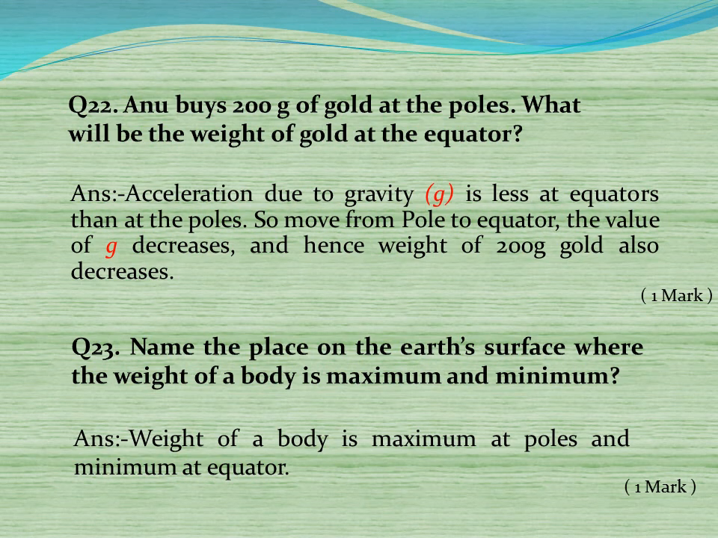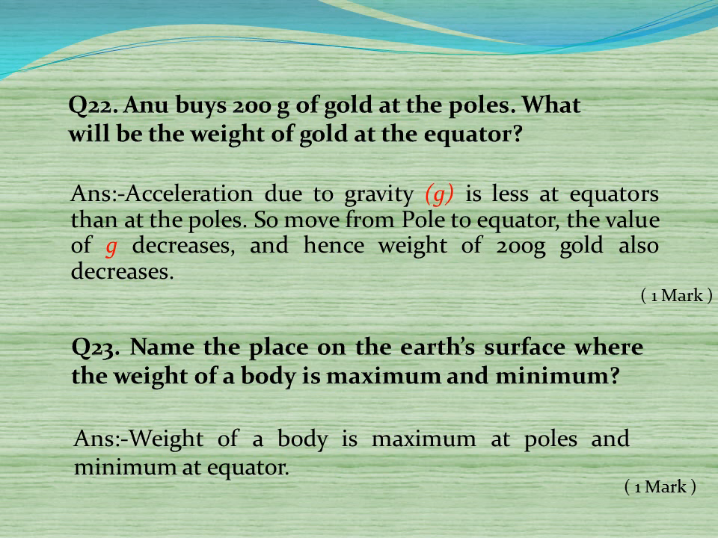Question number 22. Anu buys 200 grams of gold at the poles. What will be the weight of gold at the equator? Answer. Acceleration due to gravity is less at the equator than at the poles. So, as we move from poles to equator, the value of acceleration due to gravity g decreases, and hence the weight of 200 gram gold also decreases.